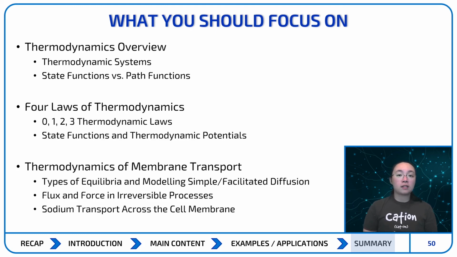Last, we took a look at the thermodynamics of membrane transport. We covered quite a bit of stuff in that chapter. There are different types of equilibria that you should know of. So basically what happens if we're looking at simple equilibrium, osmotic flux equilibrium, the Donnan equilibrium, and so forth. Being able to model simple and facilitated diffusion using concentration gradients. Taking a look at the flux and force relations in irreversible processes, and of course, taking a look at sodium transport across the cell membrane. So just remember what those Onsager's relationships are and how they play a role in determining the overall flux of a system once you combine several fluxes together.